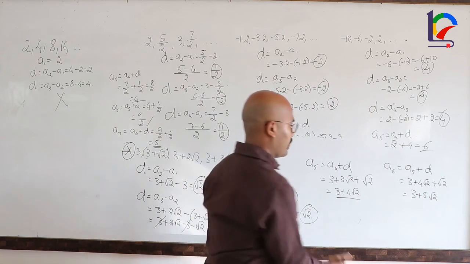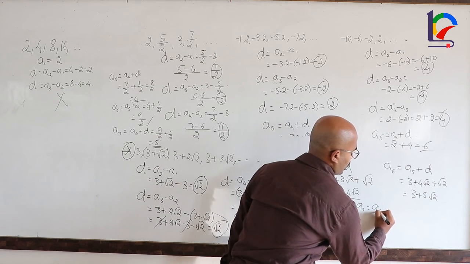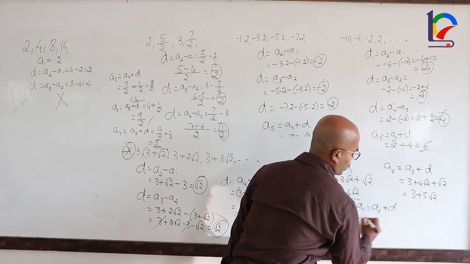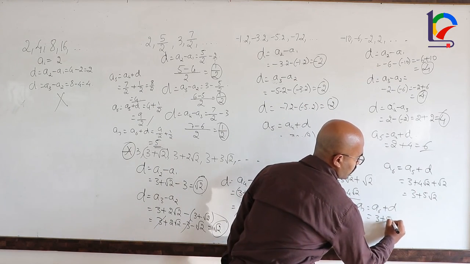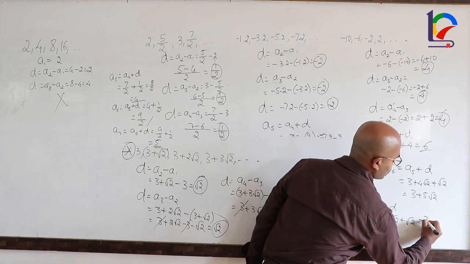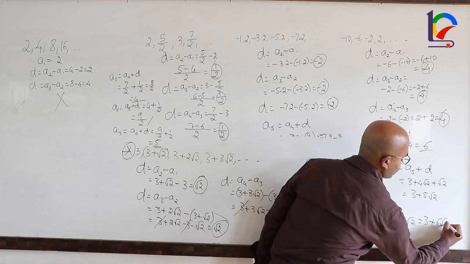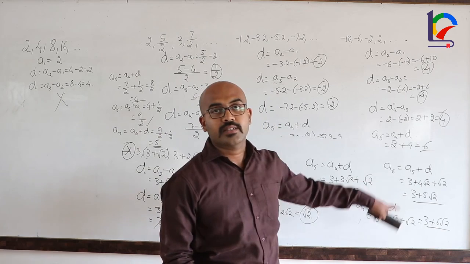So similarly, last A7. It is A6 plus D. What is A6? 3 plus 5 root 2. What is D? Root 2. Hence it is 3 plus 6 root 2. So these are the next three terms.